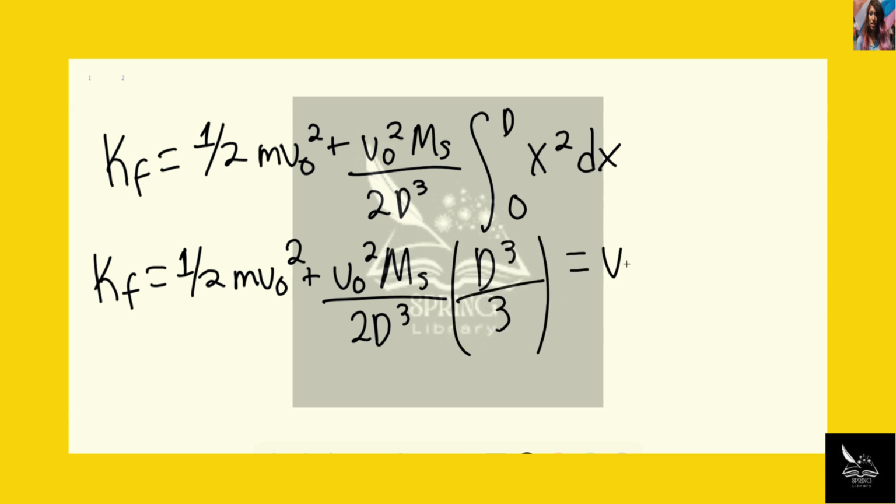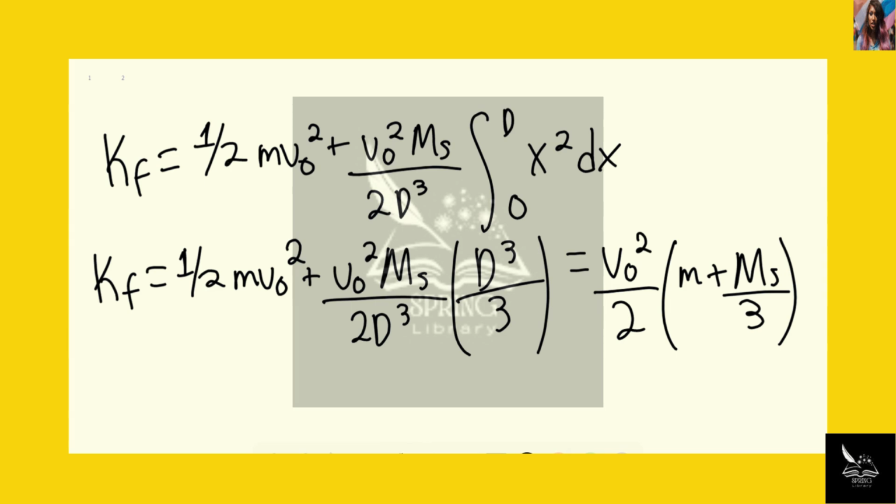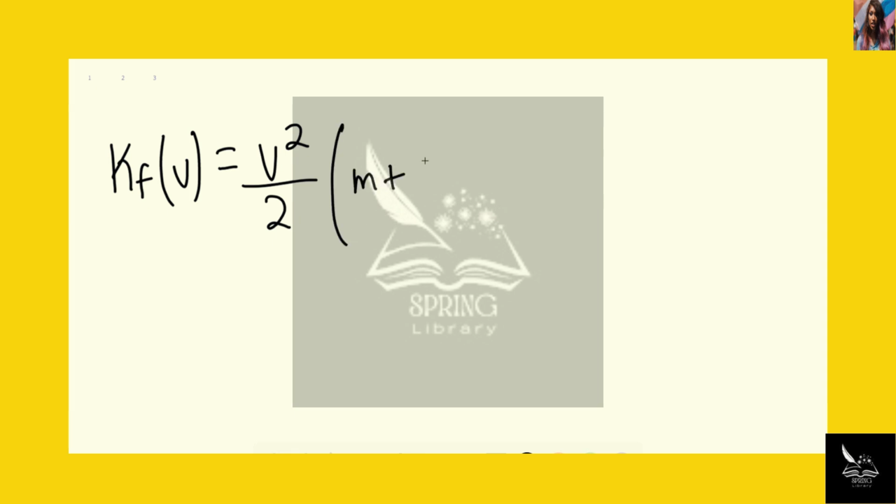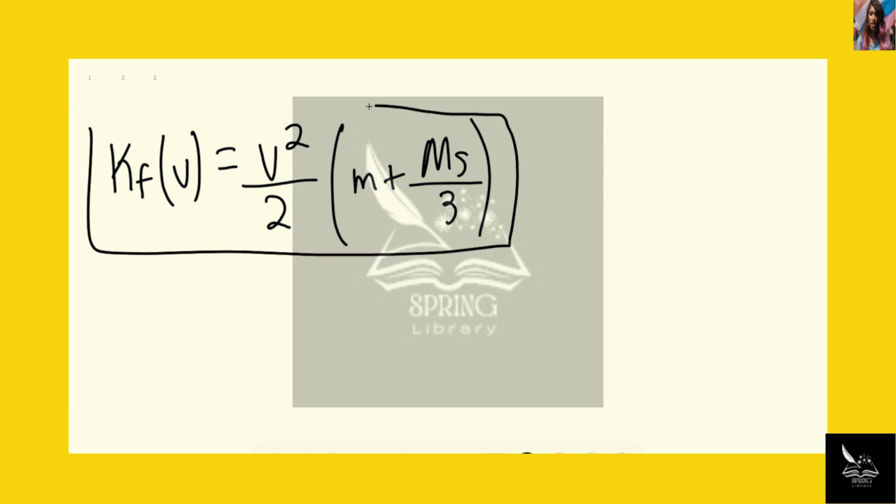And this is giving us v initial squared over 2 times m plus m sub s over 3. And at this point, we can label this for a generic speed. So we can just say that the kinetic energy final in terms of v, any generic speed, is going to be v squared over 2 times m plus m sub s over 3. This is our final answer.